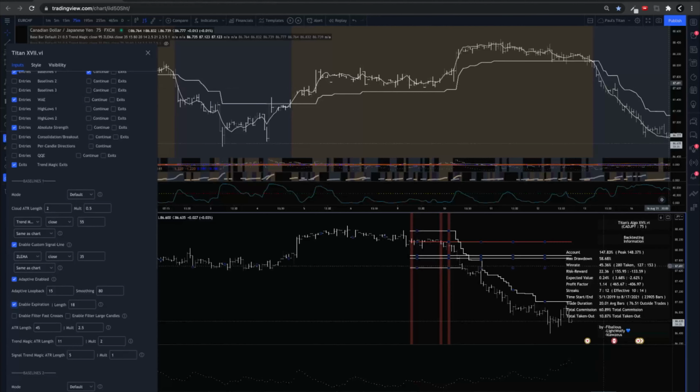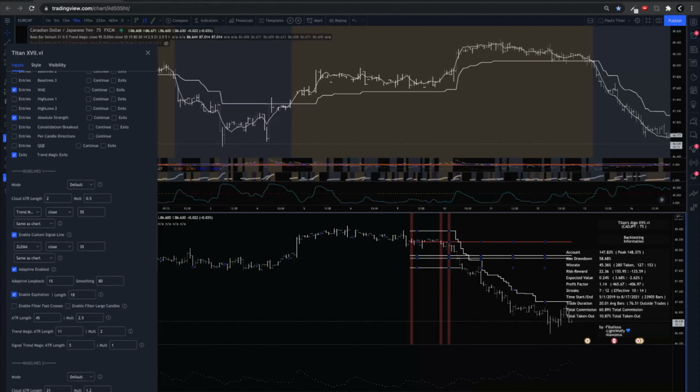The drawdown's still a little bit high, but that's okay. We'll increase some of this here. I'm noticing losing streaks too, so let's see if we can find out where those losses are and minimize those. I think I'm just going to take off the expiration though.